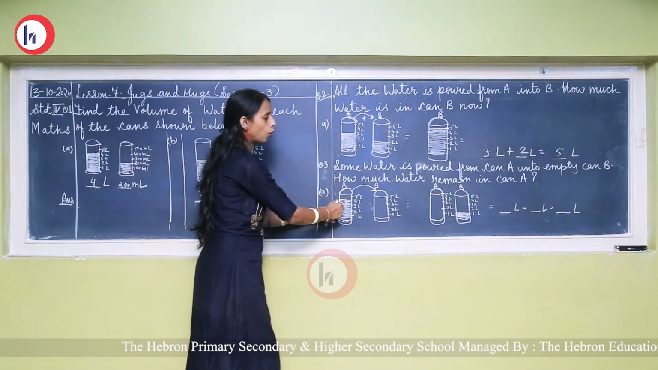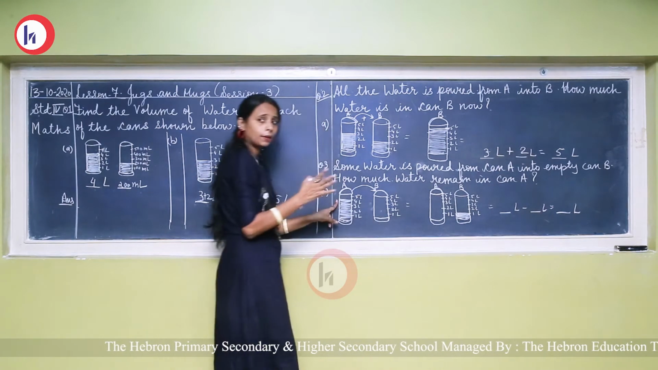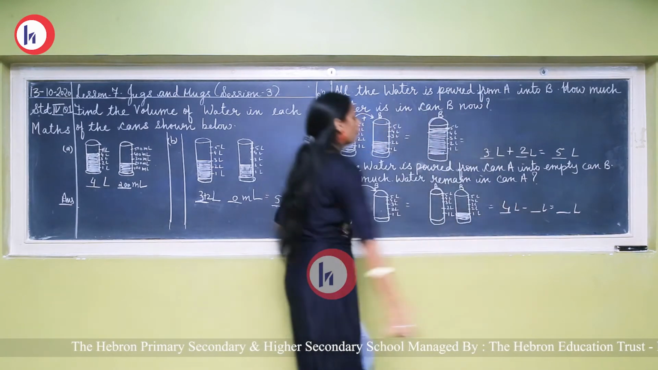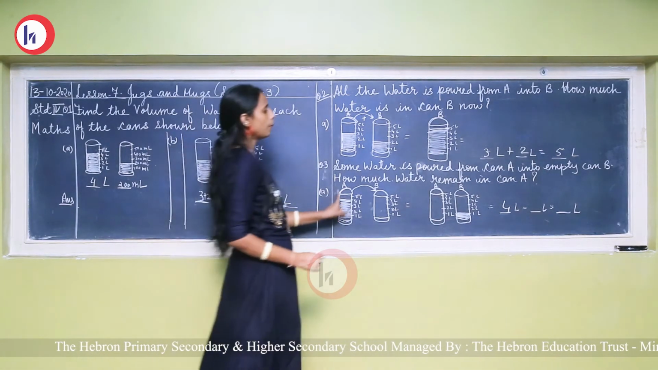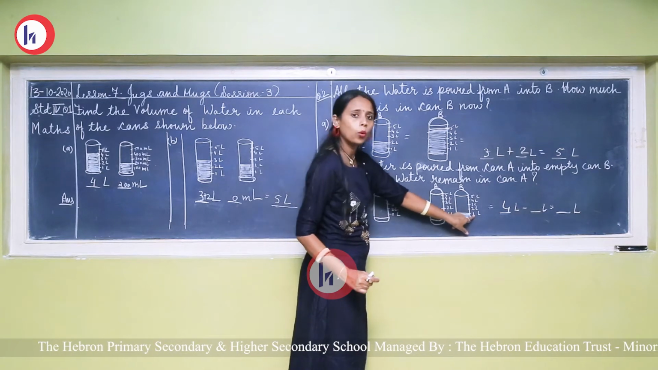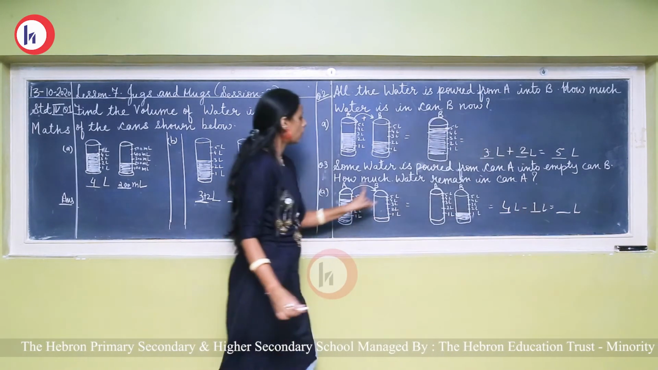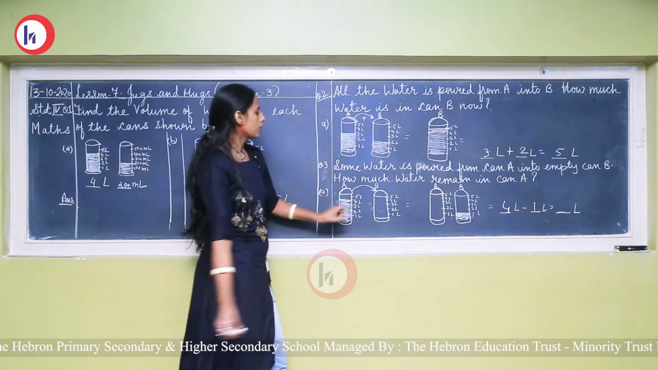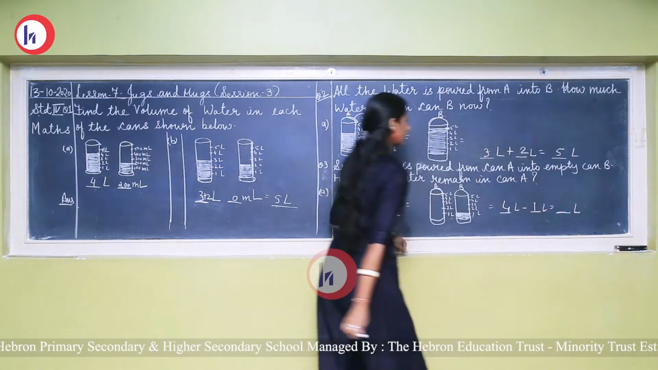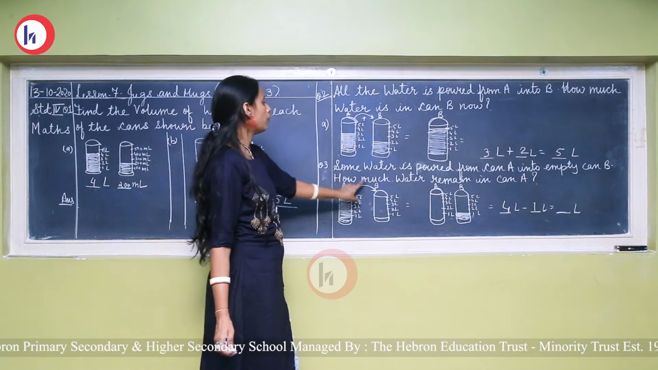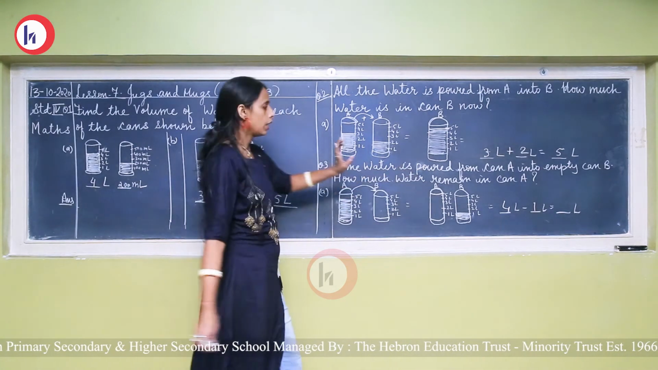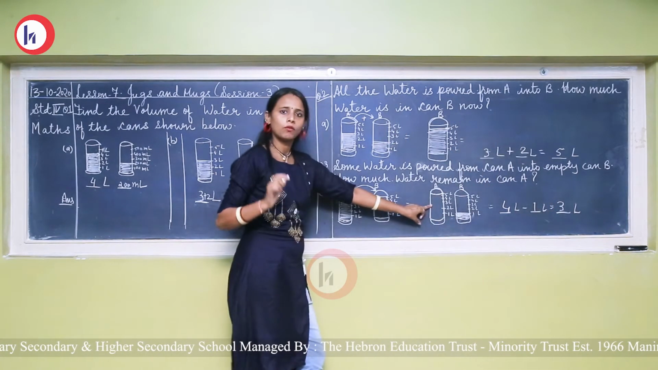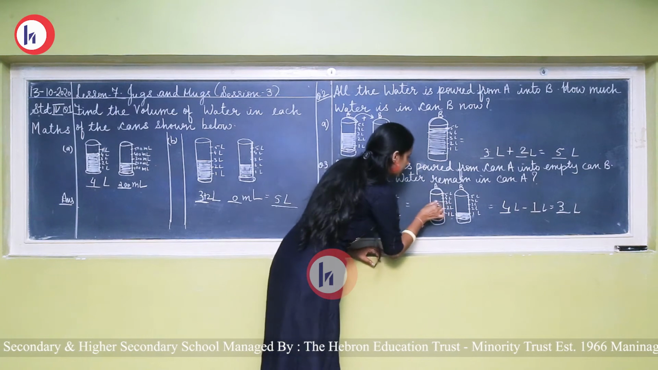So here is already 4. तो 4 में से 1 लीटर हम इसमें डाल देंगे तो कितना बचेगा? 4 minus 1, 3 लीटर. 4 liter in can A. When we poured in can B, it is 1 liter. So 4 में से 1 हम minus करेंगे. How much water remains in can A? Can A में कितना water बचेगा? तो 4 minus 1, 3 liter. So we have to show the water level on can A, 3 liter.